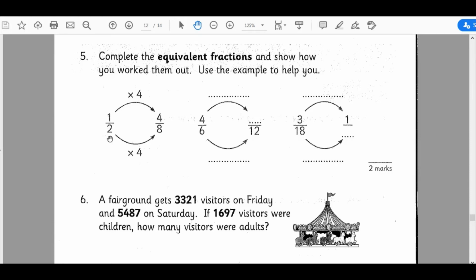So this fraction has been multiplied by 4, the denominator and the numerator has been multiplied by 4. So it's ended up with 2 fractions that are actually the same. So you need to work out here what you multiply by 6 to get 12, and then do the same to 4 to give you the numerator of this fraction. And here you need to work out what you would divide by 3 to get to 1, and then do the same to 18 to give you the denominator here. Okay, so you just have to do the same to the top and the bottom. It might be timesing, it might be dividing, it depends if the numbers are getting bigger or smaller.